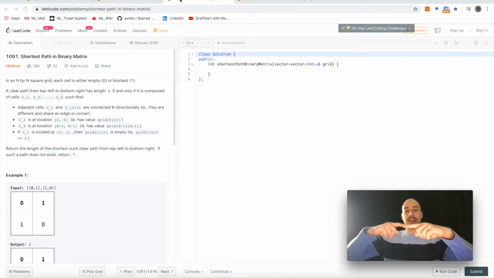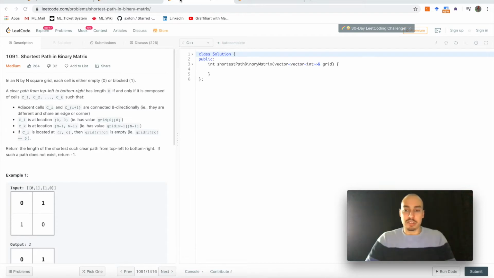That means you have like 1, 2, 3, 4, 5, 6, 7, 8. So vertical, horizontal, and the diagonals. C_1 is at location 0, 0. That means it's in grid 0, 0. C_k is at location n minus 1, n minus 1. So we assume that's a square grid. And then c_i is located at r, c, then grid r, c is empty. It means grid r, c is 0.